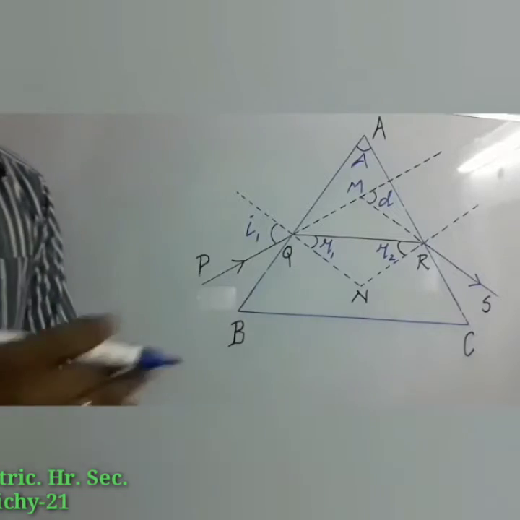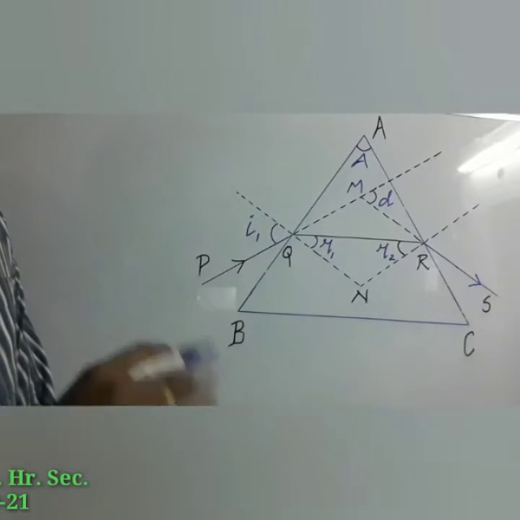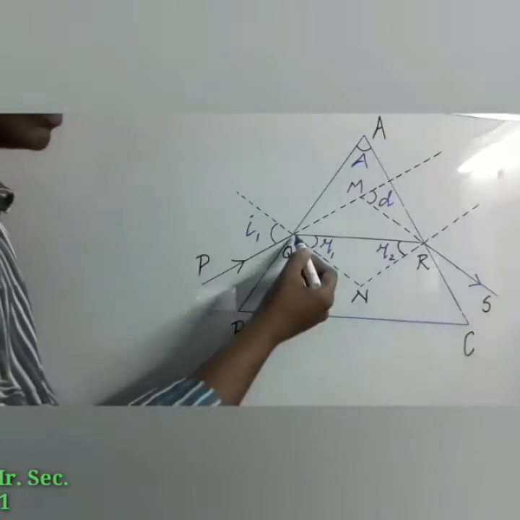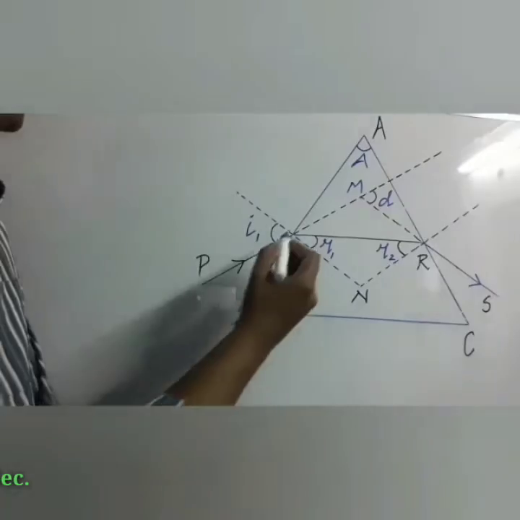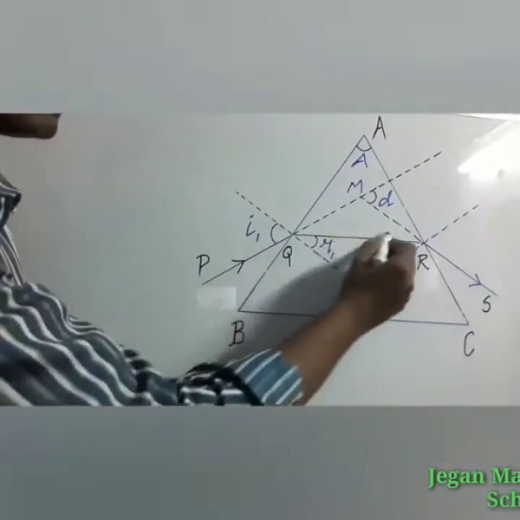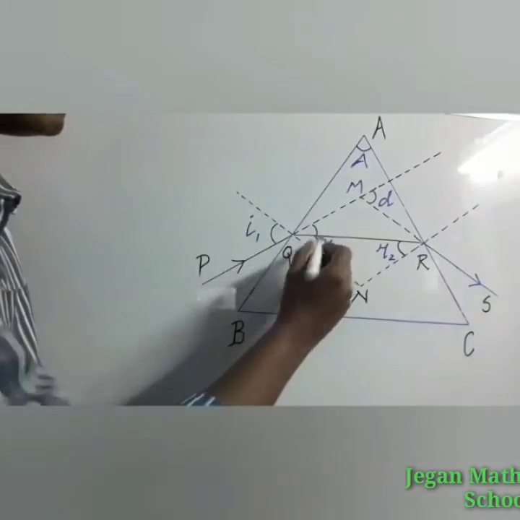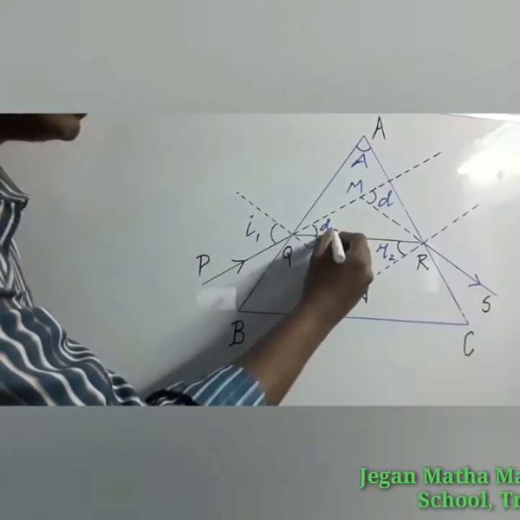So what is the angle of deviation? It is the angle between the incident ray and the deviated ray. At the point Q, it is an undeviated ray. Here it is a deviated ray. That means the extension of the incident ray and the refracted ray. Here only the first deviation has taken place. So here you can note that as D1.